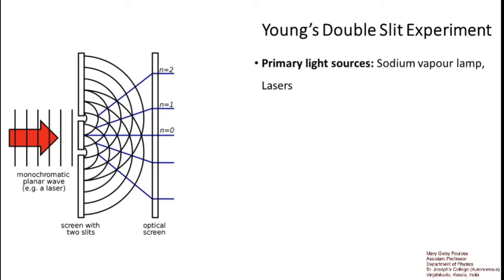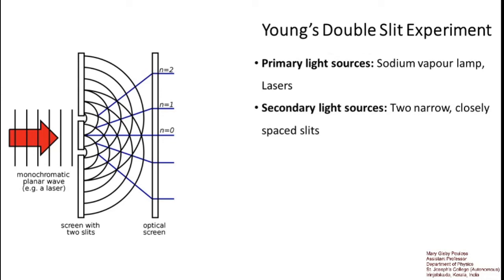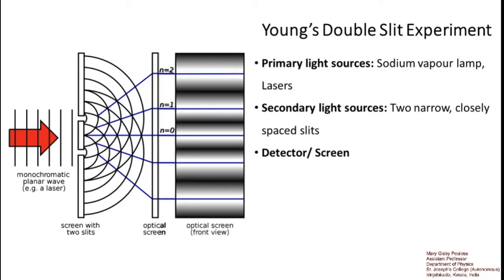So the primary light sources that we can use is a sodium vapor lamp or any laser. We should use a monochromatic source. Now the secondary light sources are the slits. We use two narrow, closely spaced slits. We should have a detector or a screen to view the pattern, and the pattern is obtained as such.